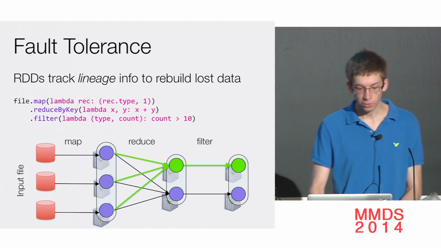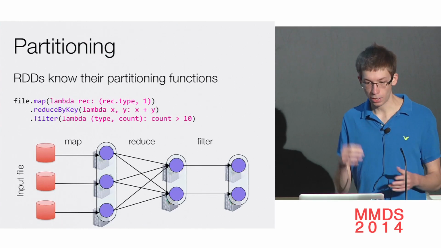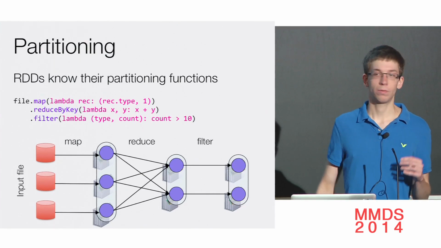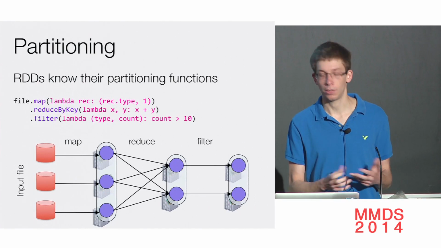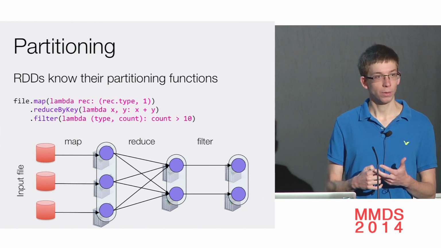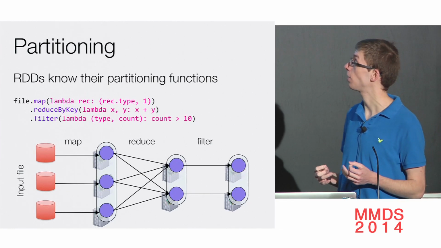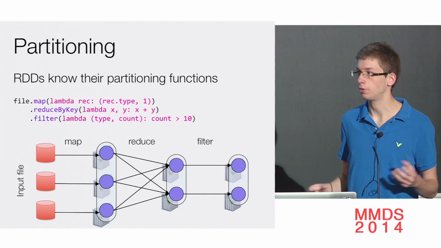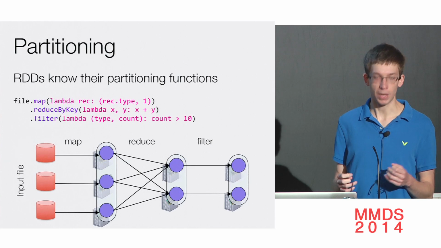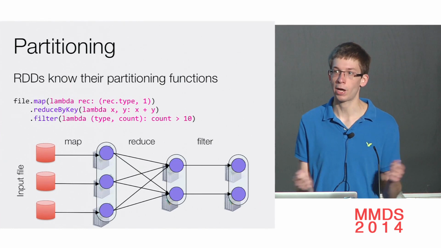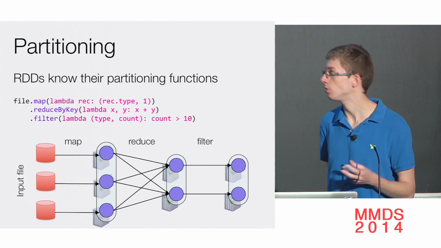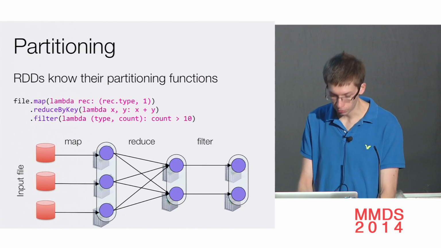And then the final thing Spark knows about is data partitioning. When you run these operations, some of the operations group together data in a known way. So for example, when we do reduce by key here, that's bringing together all the records of each type. We know that, and usually, to do this, you hash partition the data across machines. So we know that the result of the reduce is hash partitioned.